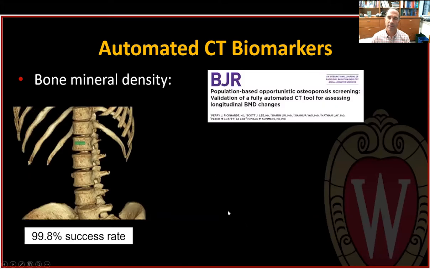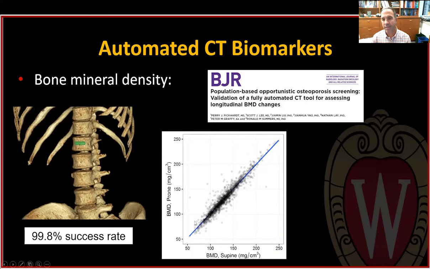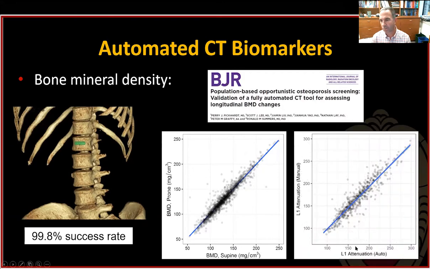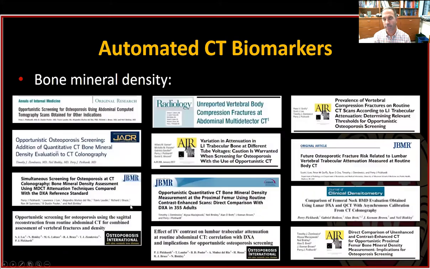In terms of bone mineral density, this is another very robust tool that mimics what we do clinically every day, that is, measure the trabecular attenuation at this L1 vertebral level. I'll show you what it looks like on the cross-sectional images. And this is a tool that we've compared supine and prone, manual to automated, and other ways to validate this. And this is something, like I said, we've been doing for a long time with the manual approach because it's such an easy measure and it has so much value.